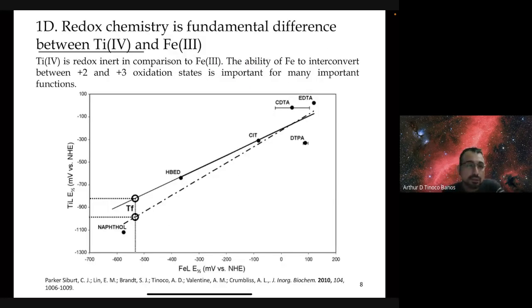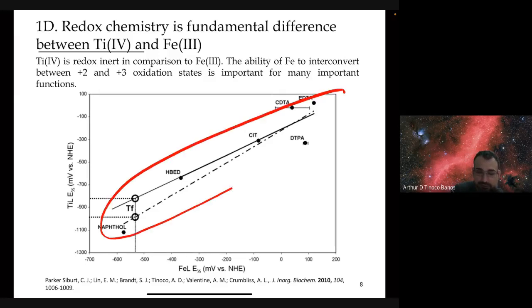So I said that the coordination is similar. As you saw in the previous slide, similar is correct, but here is where titanium 4 and iron 3 can deviate very significantly. Here we see that the redox chemistry is different between titanium 4 and iron 3. What we're looking at is a correlation plot that was established for different ligands, different types of ligands that have the capability of forming titanium compounds and also iron compounds.